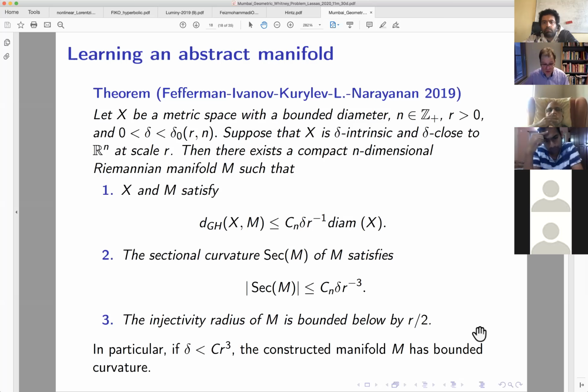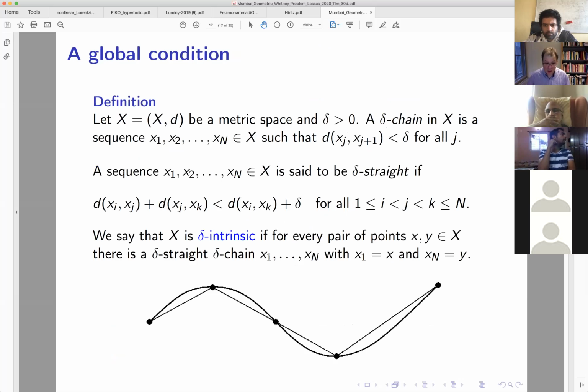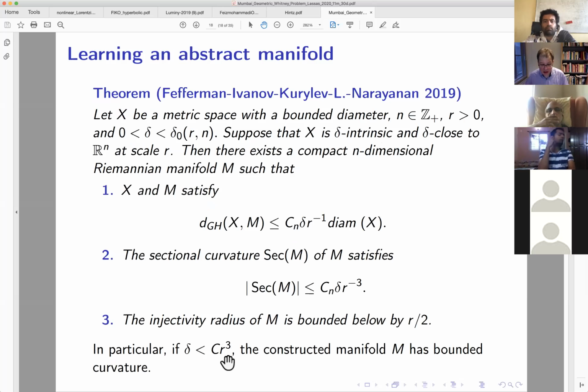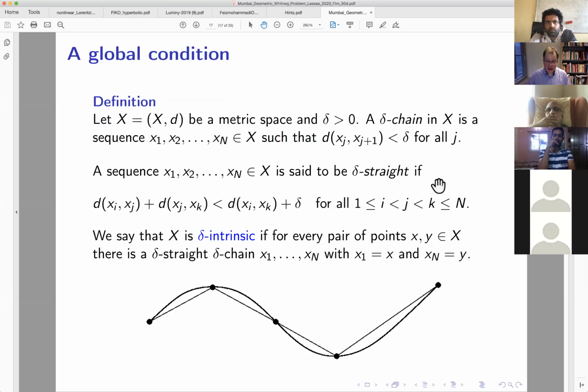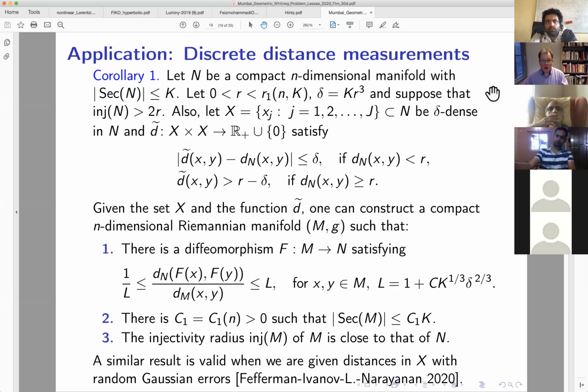And what else? So we had this result here, for instance, that if you a priori have some smooth manifold, then it is delta close to R^n at scale R when delta is a constant times R to the power 3. So its power is here the same. So this means that this is also an optimal result up to values of constants. So this is relatively abstract. Of course, it is nice because it somehow works with arbitrary metric spaces, but how do we use this in applications, especially for imaging? Here we have a corollary.